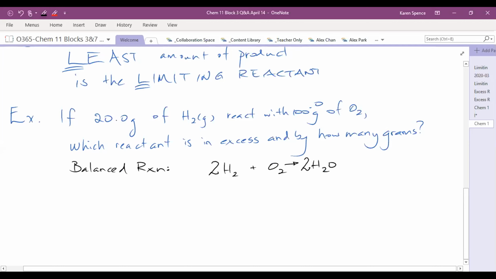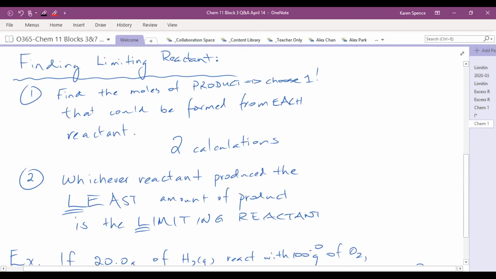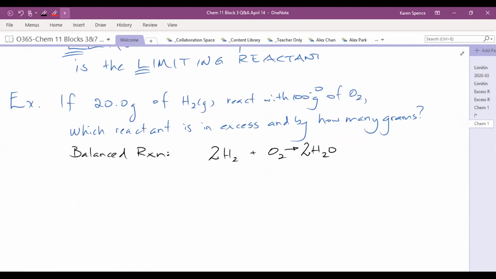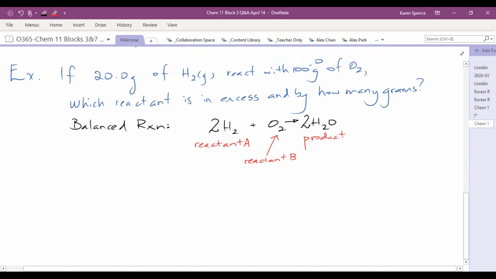Now remember, step number 1, find the moles of product that could be formed from each reactant. So this is going to be 2 calculations. Our product, in this case, there's only one, H2O. We're going to figure out how much H2O can be made from reactant A, let's call it, which is the H2, and reactant B, which is the O2.